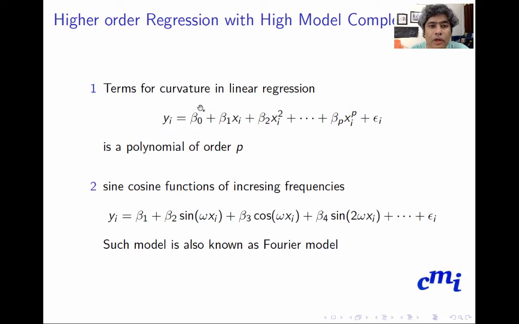So the terms for curvature in linear regression, basically yi equal to beta naught plus beta 1 xi plus beta 2 xi square, up to beta p xi to the p, is a polynomial of order p. You can also use sine and cosine functions of increasing frequencies, like y equal to beta 1 plus beta 2 sine omega xi plus beta 3 cos omega xi, and that kind of thing. Such models are known as Fourier models. So you can try these kinds of models as well.